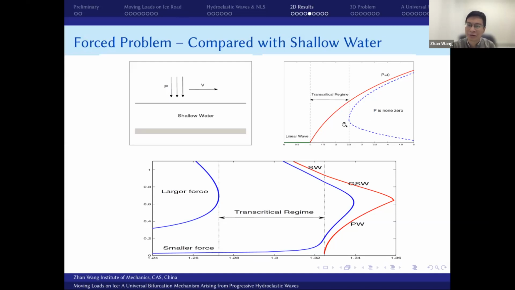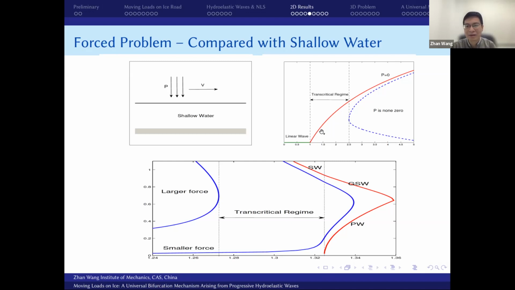You have two branches of the solution. One branch is a small perturbation of the free solitary waves without forcing, and the other, the lower branch, is a small perturbation of the free stream. The interesting thing is there is a gap between the forced steady solution and the bifurcation point, square root of gh, which is called the transcritical regime. And if you move the boat with a speed in the transcritical regime, you will never reach the steady state because all the steady solutions are on the right.